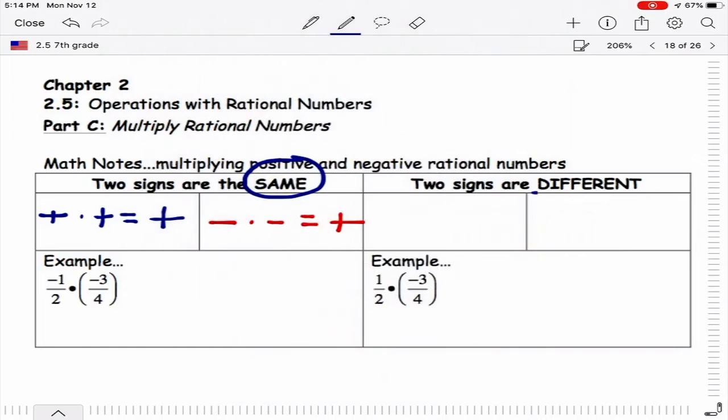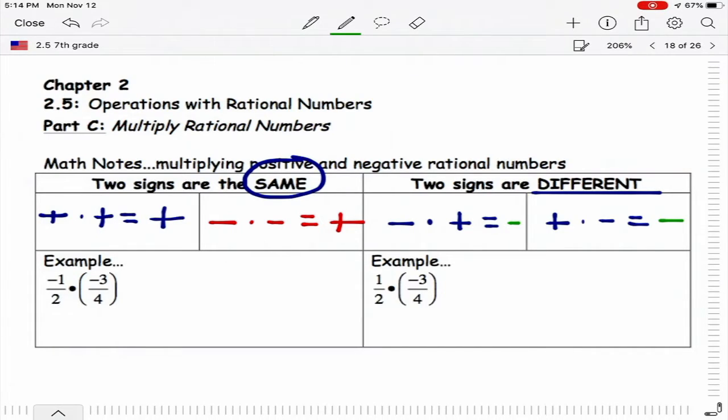So for example over here, if you have a negative times a positive, or if you have a positive times a negative, they will both get you a negative answer. So I'm going to do the examples below, and that's pretty much all I'm going to do. I'm not going to do any more than these two for multiplying fractions.